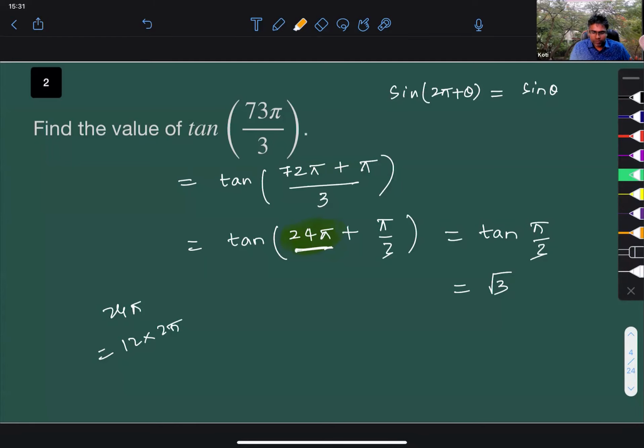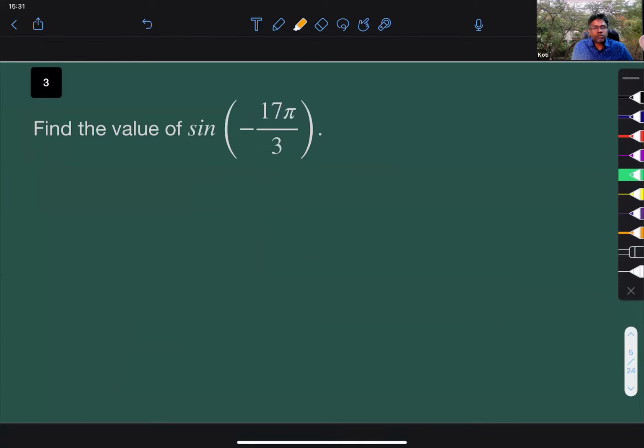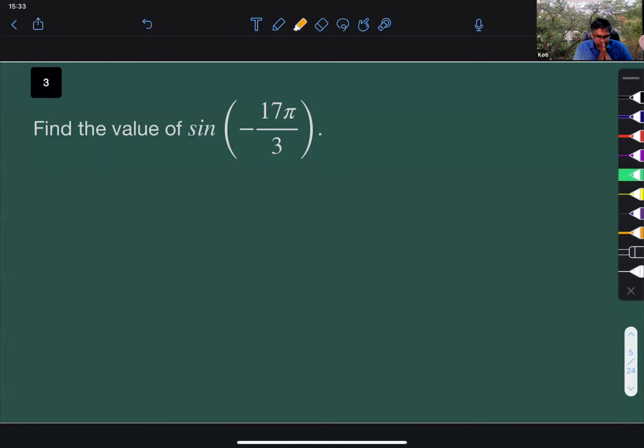Okay, I hope you're okay. So let's move on. Try this one. This problem is a little like the previous one. In the previous one, we went multiple times in the counterclockwise direction. So here you can go in the clockwise direction. Let's write this in terms of a multiple of 2 pi plus some other angle.